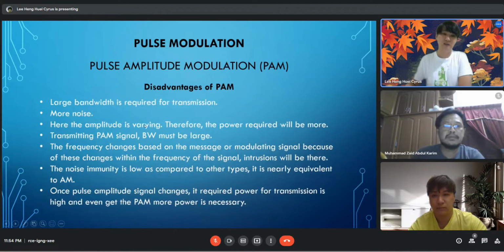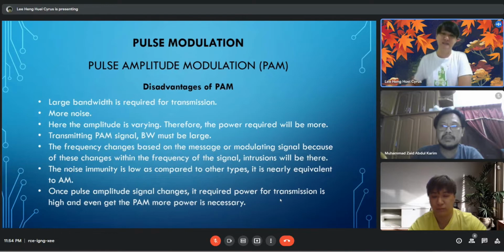Okay, disadvantages: it requires large bandwidth, more noise, and since the amplitude is varying, it requires more power. When transmitting a PAM signal, the bandwidth must be very large. Frequency changes based on the message modulating signal, and because of these changes within the frequency of the signal, interference will be there. Noise immunity is very low compared to other types. It is nearly equivalent to AM. The pulse amplitude changes, so the power required for transmission is high, and more power is necessary.